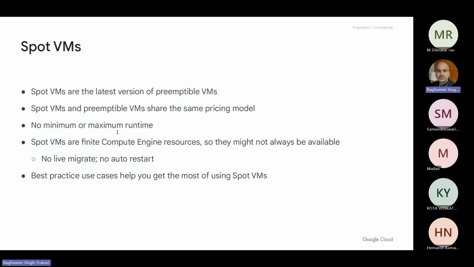When you create a spot VM, if it is available, then you can select the time frame. Google also shows you the time frame for which it is available. Spot VMs are finite Compute Engine resources, so they might not always be available. No live migrate, no auto restart. Best practices and use cases help you get the most out of spot VMs. Once again, I'm telling you, do not even think of using this service for a production environment. You never know when it is taken back from you.